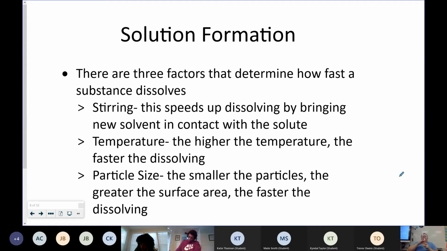Because in a sugar cube, only the outside particles can be dissolved. Those inside particles are going to be untouched for a while. Eventually they will dissolve, but not as quickly as if we were using the granular sugar.